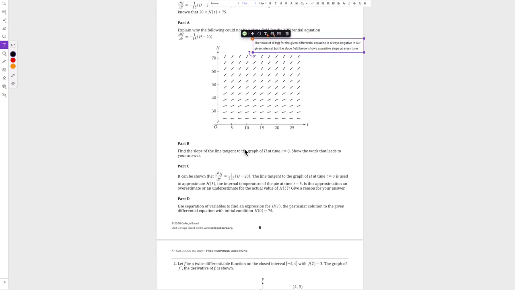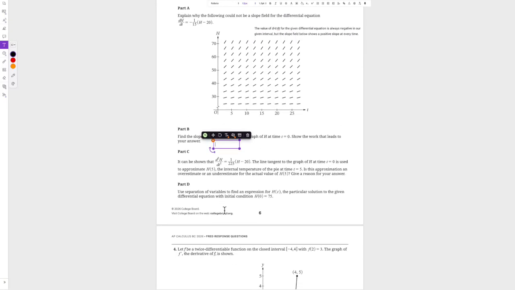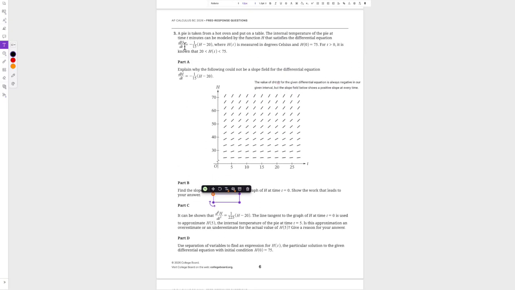Now part B. Find the slope of the line tangent to the graph of h at time t equals 0. Show the work that leads to your answer. So we have the differential equation here. We know that the slope of the line is given by this dh dt. So we have dh over dt equals negative 1 over 15 times h minus 20.